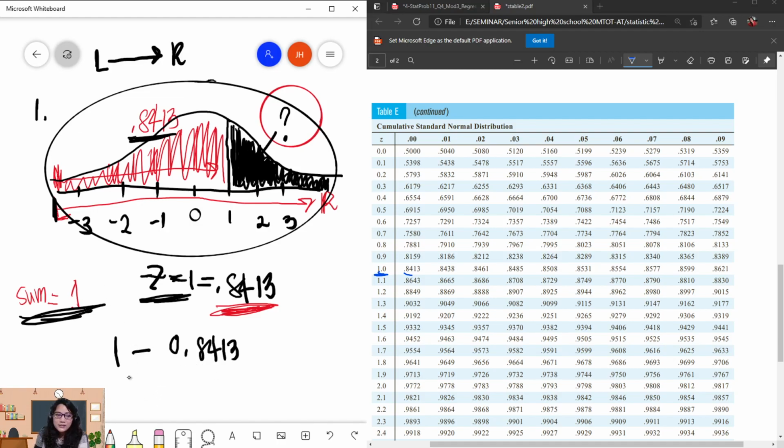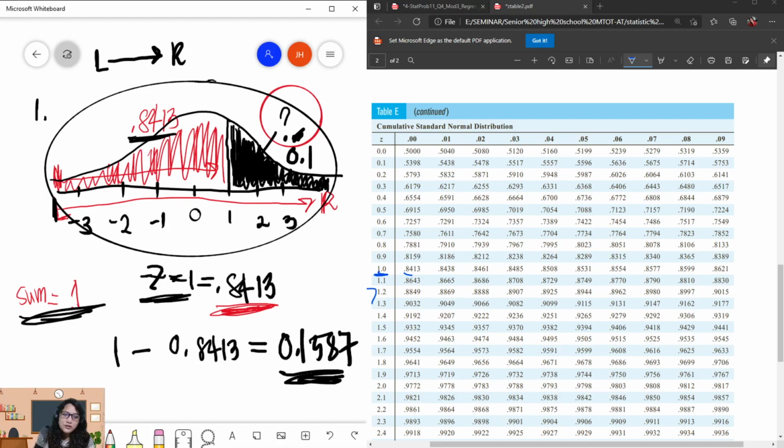So if we subtract from 1, what is the answer? That is 1 minus 0.8413, which is 0.1587. Again, the answer for this one is 0.1587. So this 0.1587 is the area here.